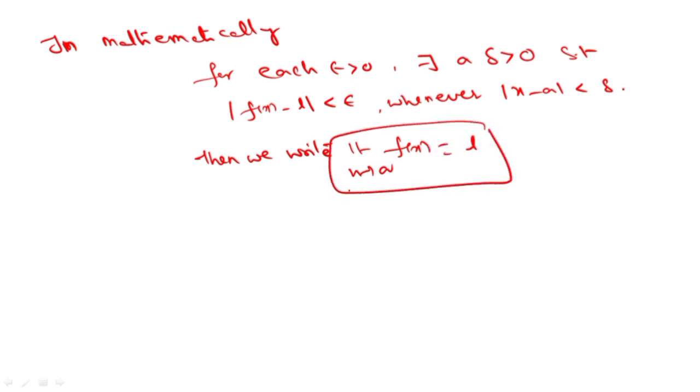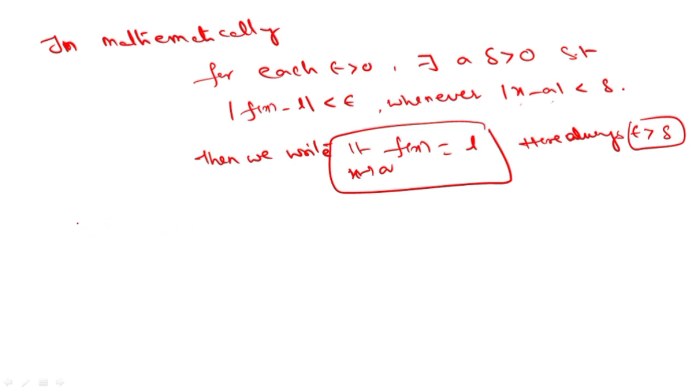Mathematically, we call this the limit of the function f of x. When x approaches a, f of x will be L. It means that if the difference between x and a is very small, then the difference between f of x and L is also very small. Here the existence of epsilon is always tied to delta. That's the mathematical definition of the limit.